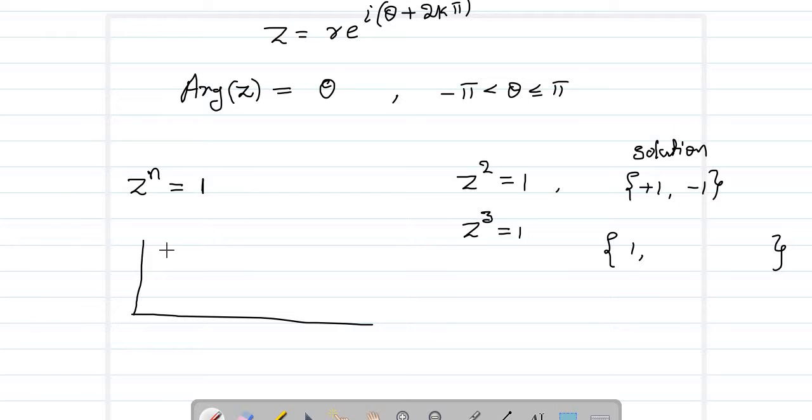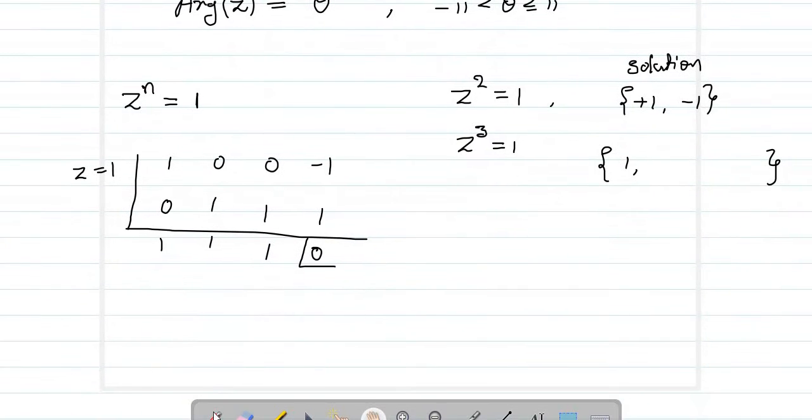For example, I know z equal to 1 is a root, and you write the coefficients here, that is 1, 0, 0, minus 1. These are the coefficients of z cube minus 1, and here you keep 0. When you add it, you get 1. So 1 times 1, 1. When you add it, 1, 1. So this is 1, and here 1. When you add it, you get 0. Therefore, z cube minus 1 can be expressed as z minus 1 into z square plus z plus 1.